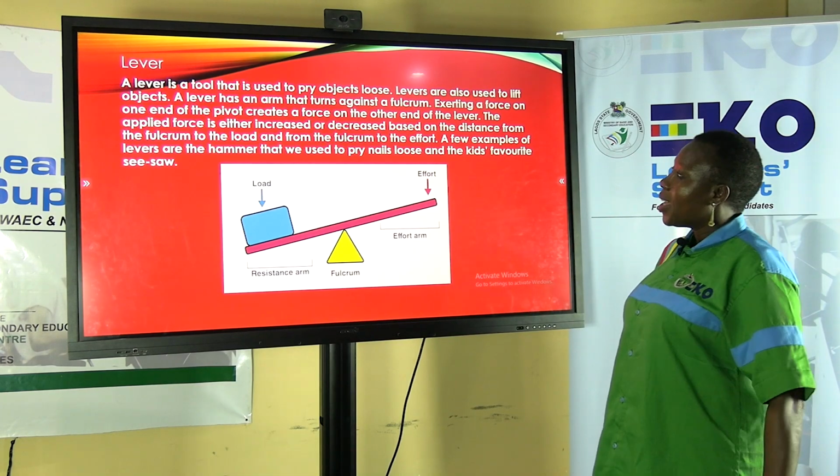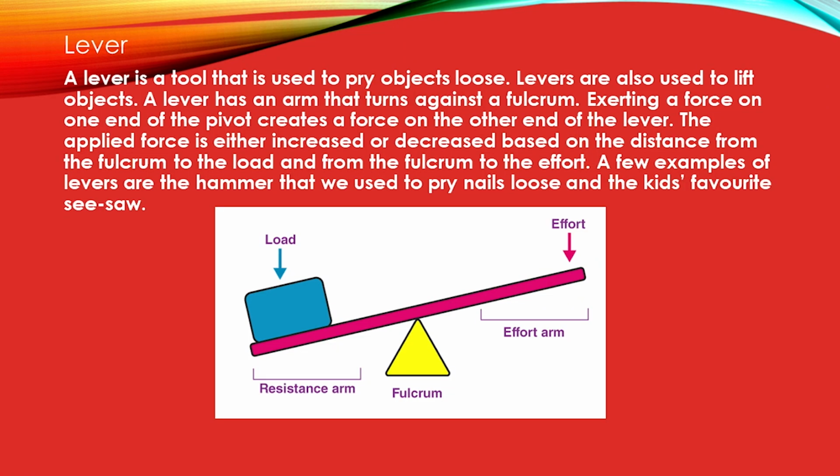The lever. A lever is a tool that is used to pry objects loose. Levers are also used to lift objects. A lever has an arm that turns against a fulcrum. Exerting a force on one end of the pivot creates a force on the other end of the lever.